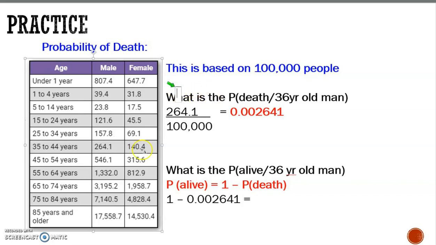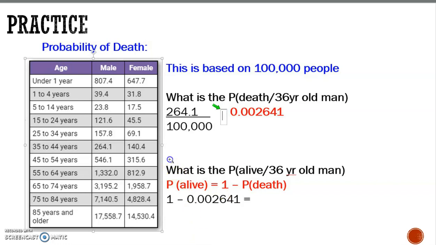Or let's try this one. The probability that you're going to die if you're a 36-year-old man, 264.1 males died at that age out of 100,000 males. If you divide that in your calculator, 264.1 divided by 100,000, you will get your probability of dying if you're that age male.